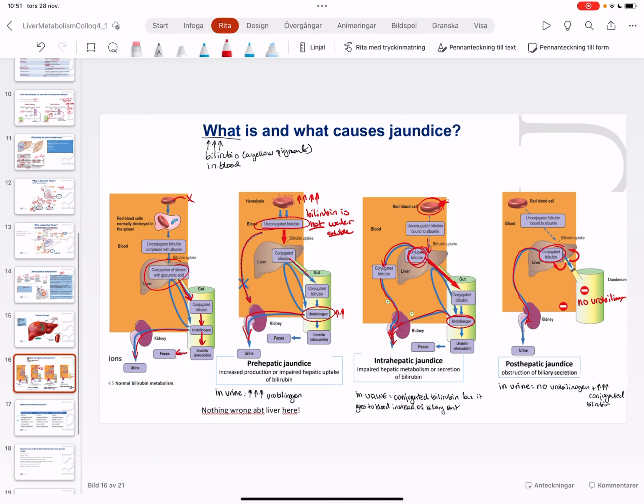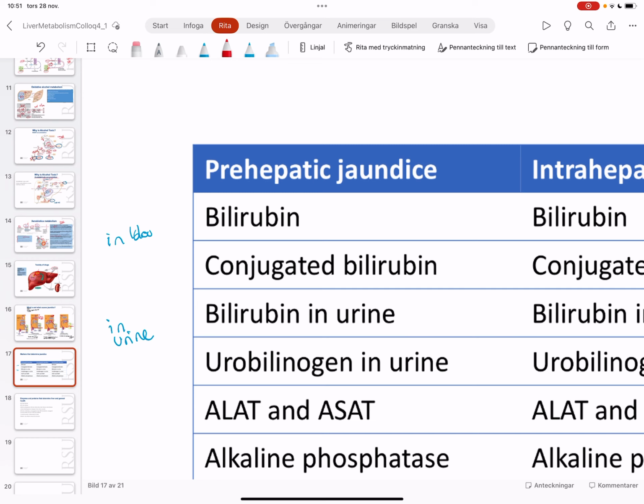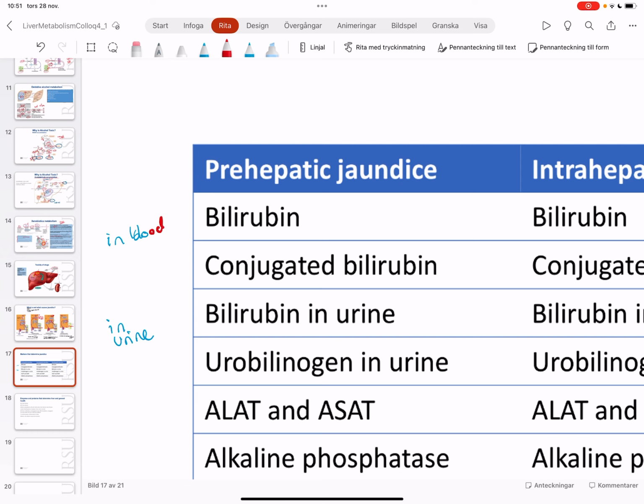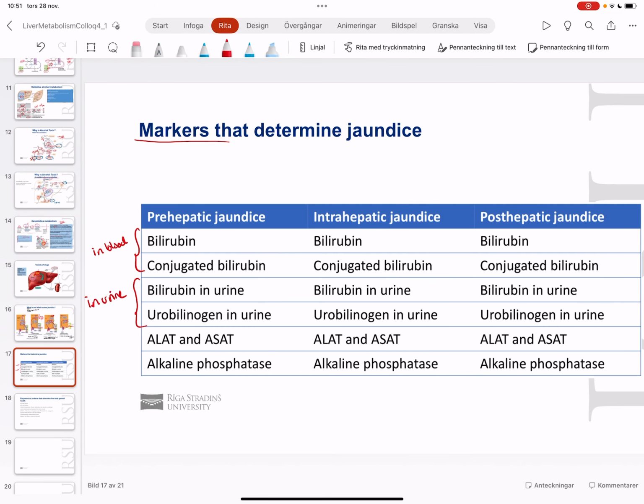And now I will just talk about what is happening in the blood. So this was a seminar task, and our teacher said that it's really important. So let's do it together. It's basically about the markers that determine what kind of jaundice we have.